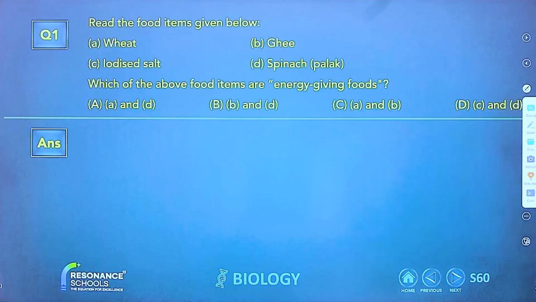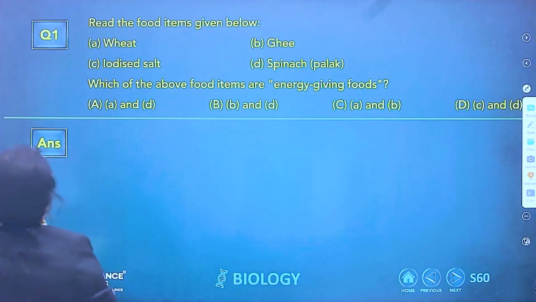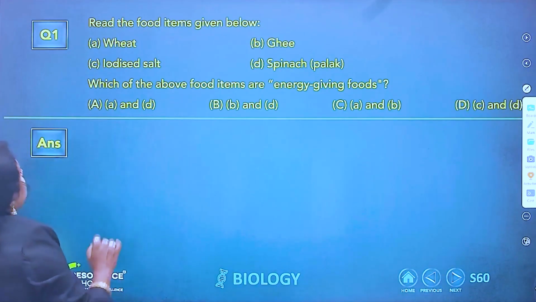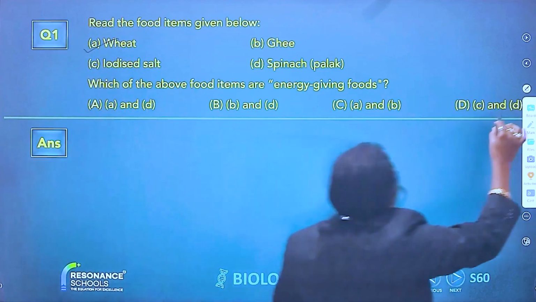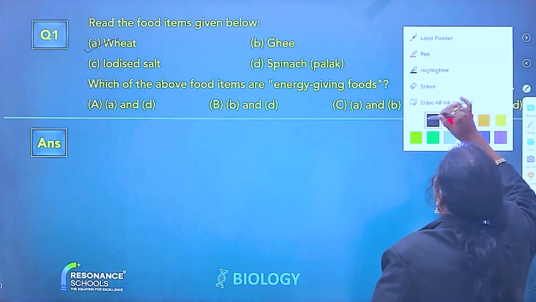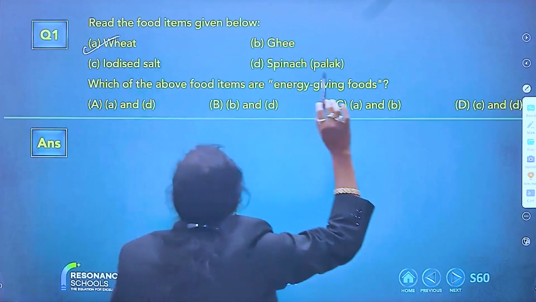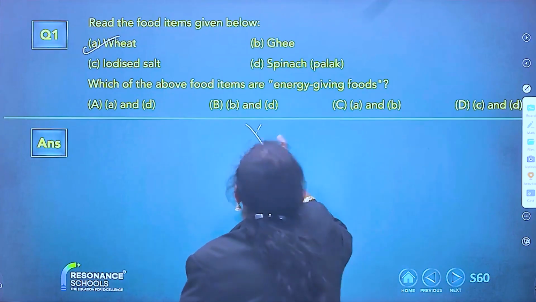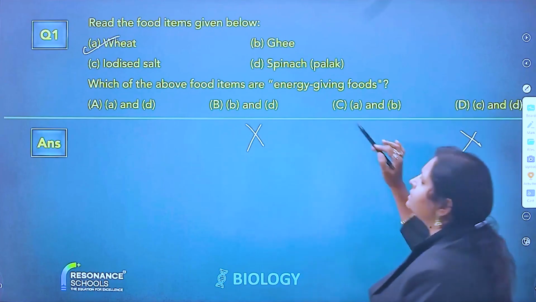Yeah, A has been given. Okay, only A. Wheat is an energy giving food, right? Can you tell me one more energy giving food apart from A? A is correct. So this option we can remove, this option also we can remove. Then A and C are the answer.